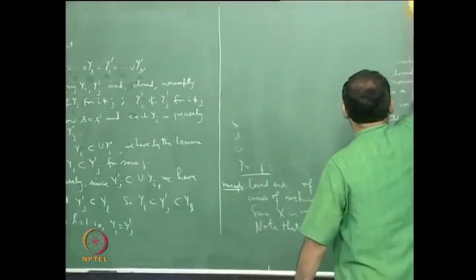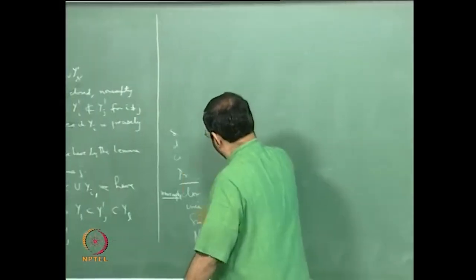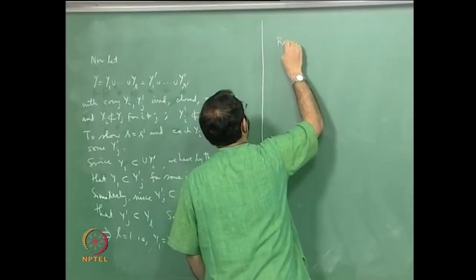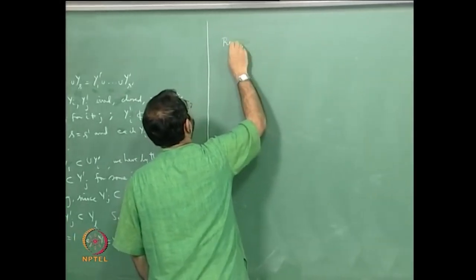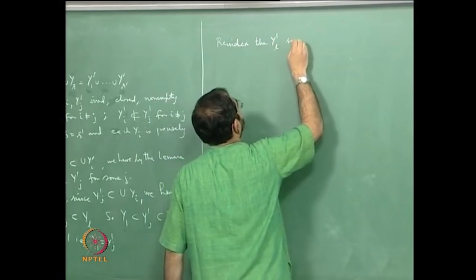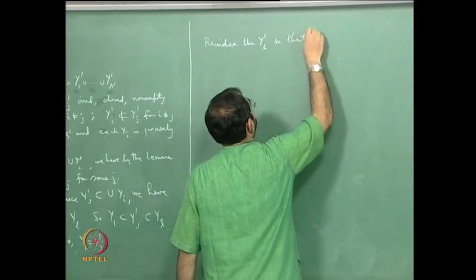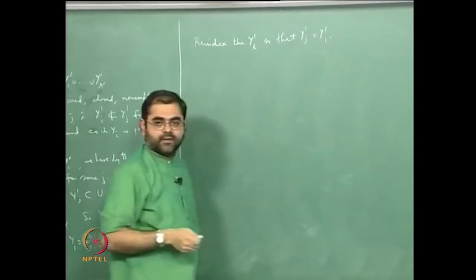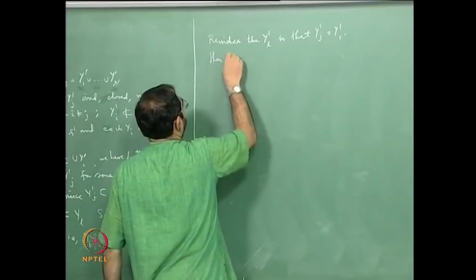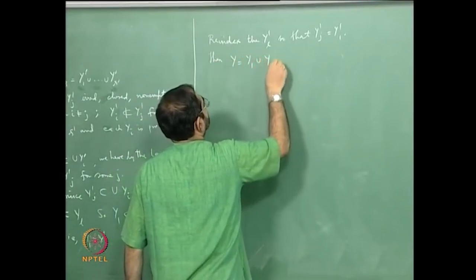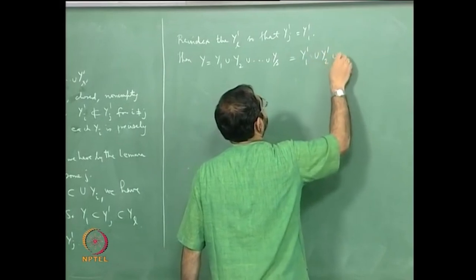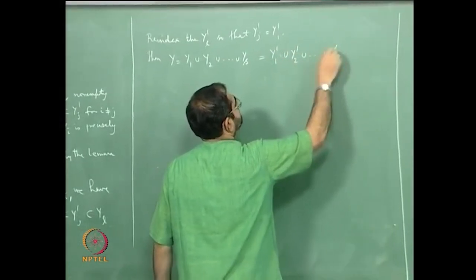Let me write that out, just a couple of more lines, then we can wind up. Relabel or reindex the y prime k, the y prime l, so that y prime j is y prime 1. That y prime j which we got to be equal to y1, call that y prime 1, renumber it. Then y is equal to y1 union y2 union through ys, and that is also equal to y1 prime union y2 prime union through y prime s prime.